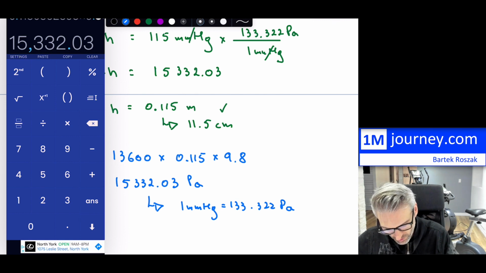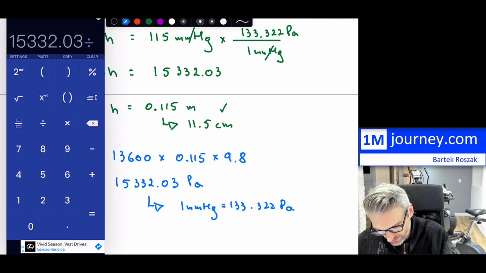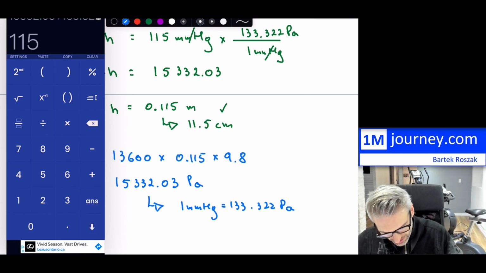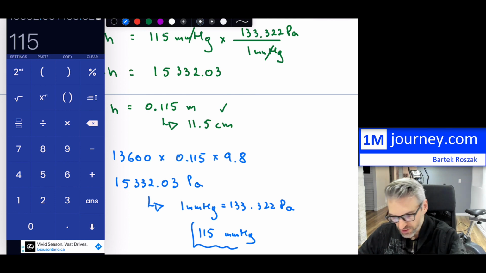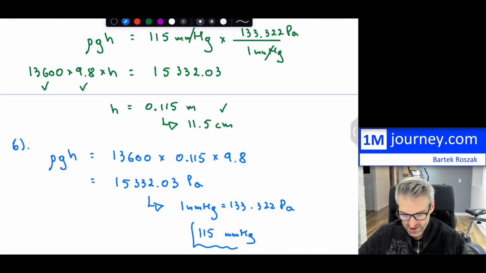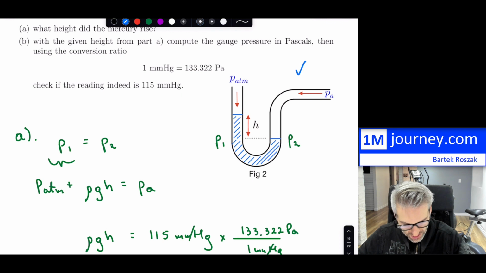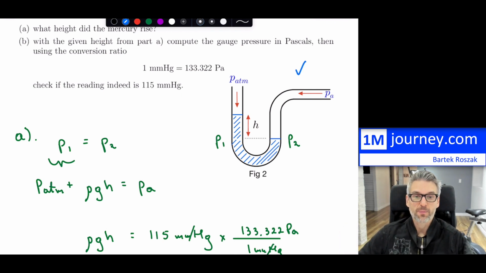Within here, you would take your answer divided by 133.322, and then you're going to get 115 millimeters of mercury, which was your blood pressure reading. So that's what you would have done for this example, parts A and B. It's a nice little exercise to get you understanding how the manometer was utilized when it originally started. Now we use different tools to measure these blood pressure readings. That's the first example.